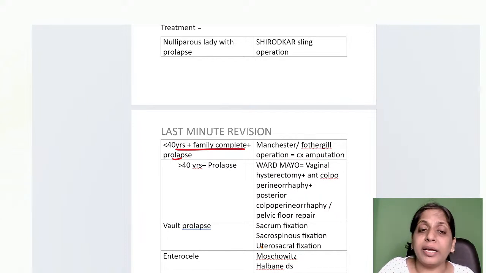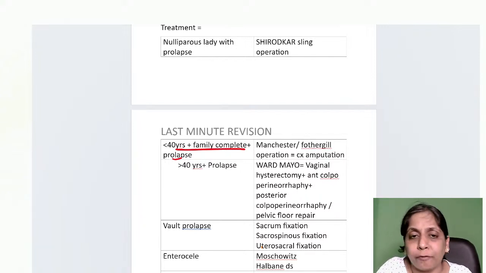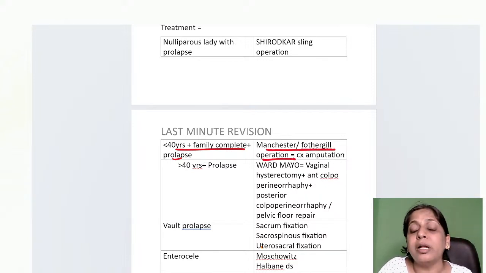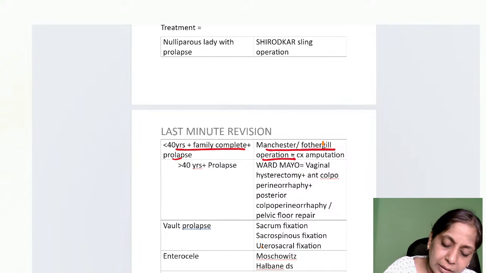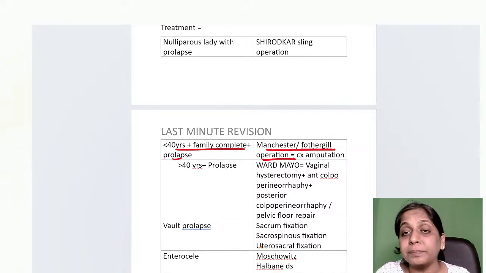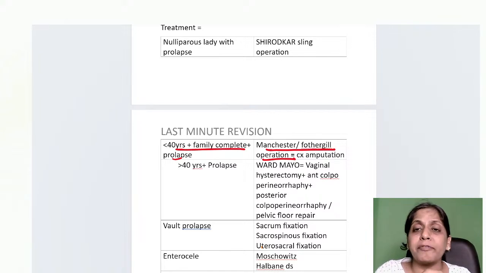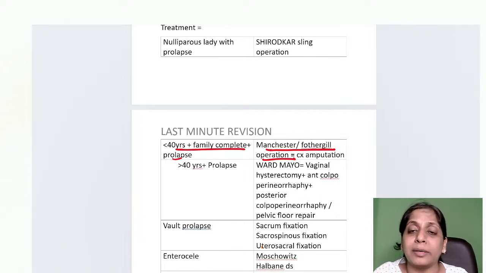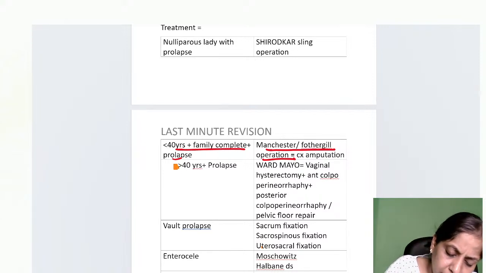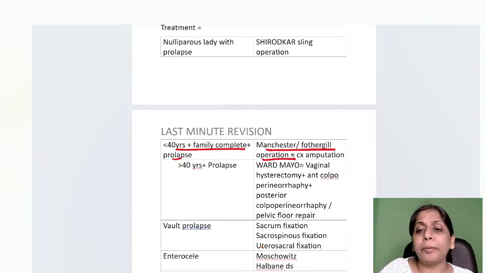If the woman's age is less than 40 years and the family is complete, someone like me, then you have to do the Manchester and Fothergill operation, which mainly consists of cervix amputation. Names are asked and you can easily learn. Their family is complete, they have had as many children as they wanted. Okay, more than 40 years and prolapse.